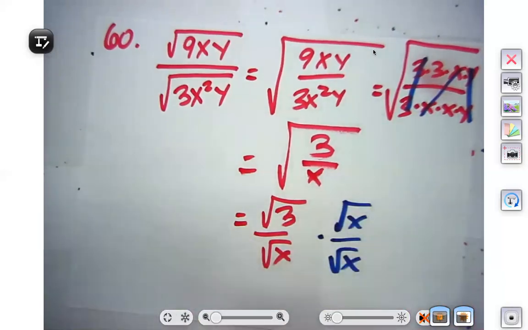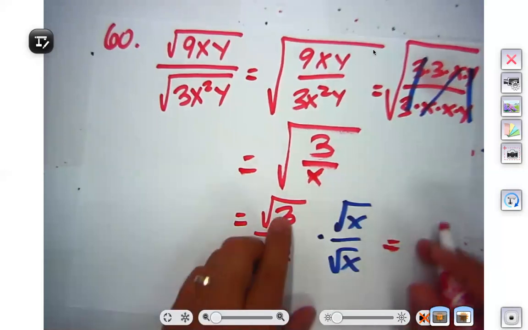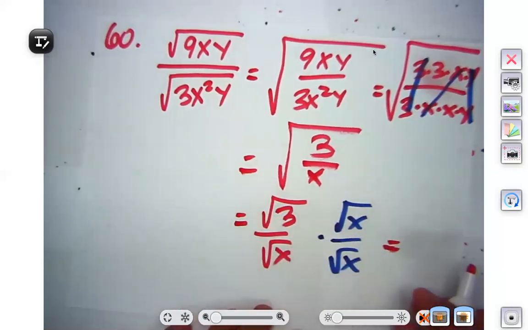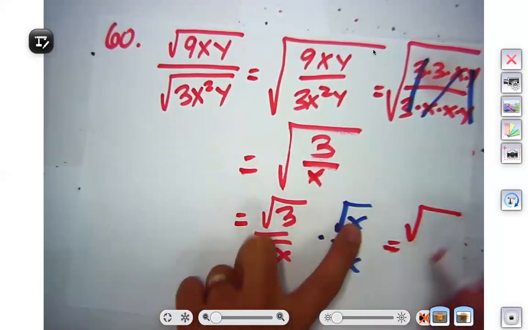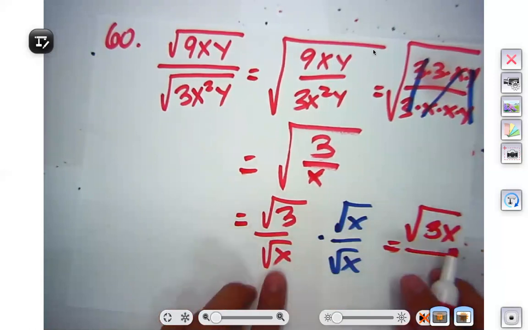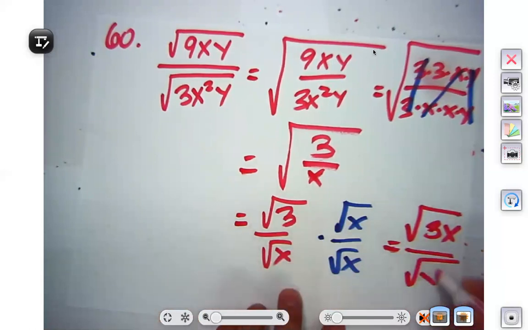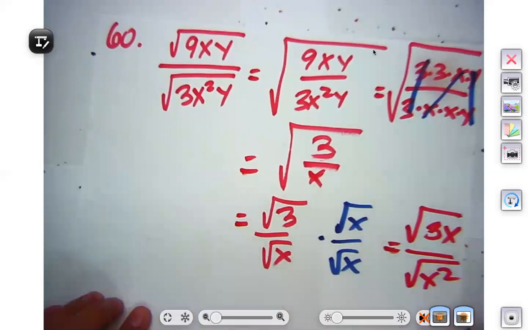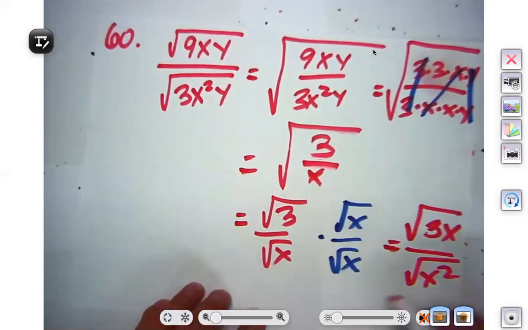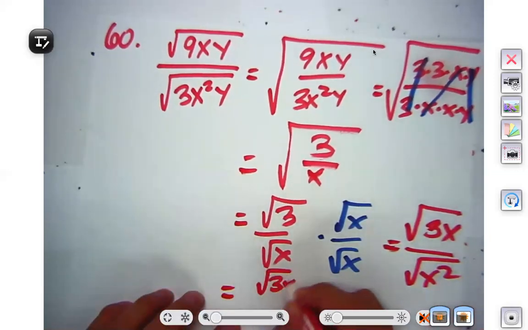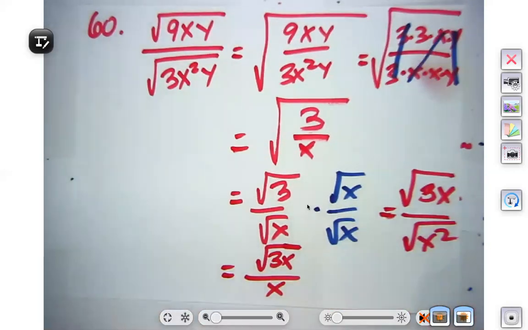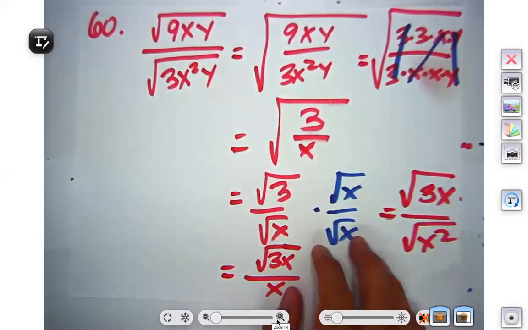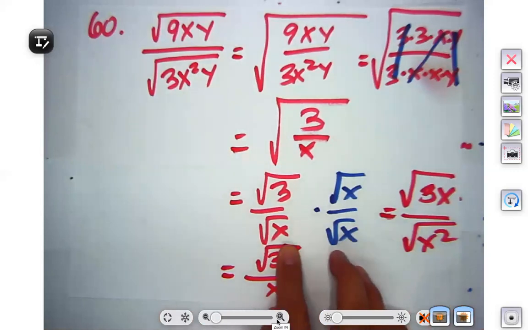Question is, can you multiply square root of 3 by square root of x? Yes, because they are both radicals. So that will be square root of 3 times x, 3x. Square root of x times square root of x, square root of x squared. But what's the square root of x squared? X. All right, so now we have square root of 3x over x. Question, can you cancel x here? No, because of the same reason that this one is radical and this one is not.